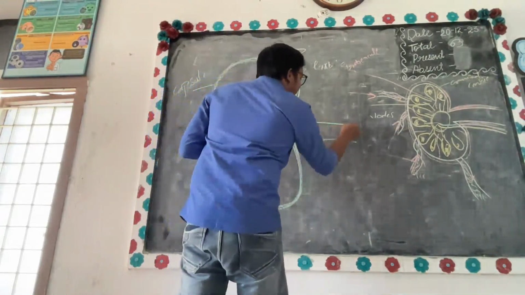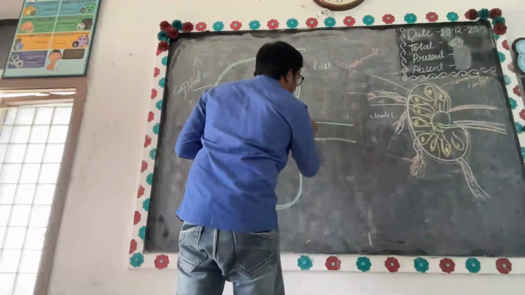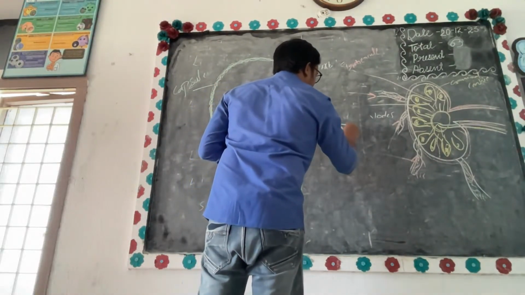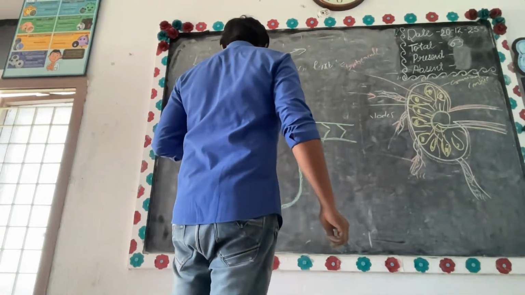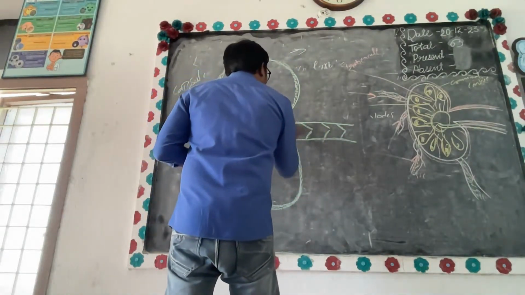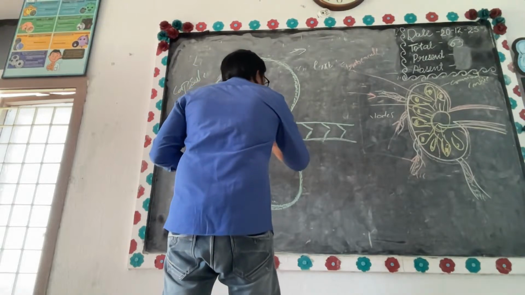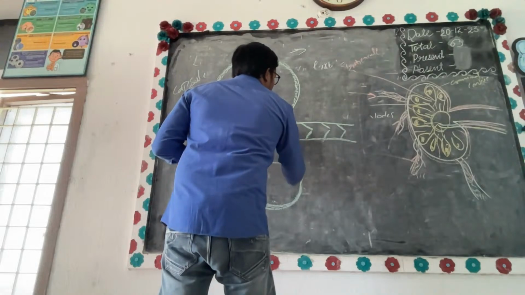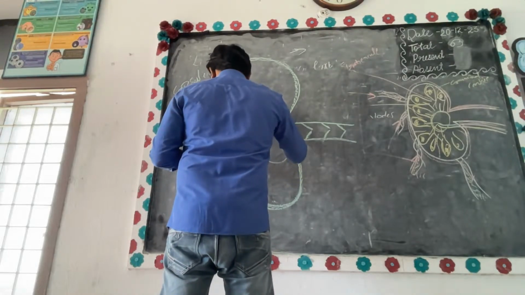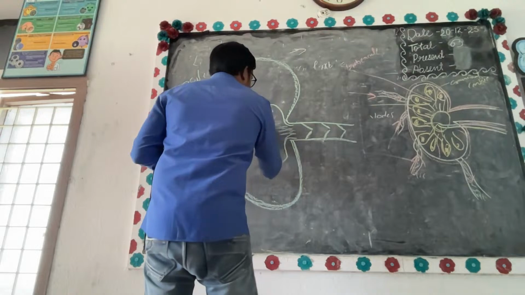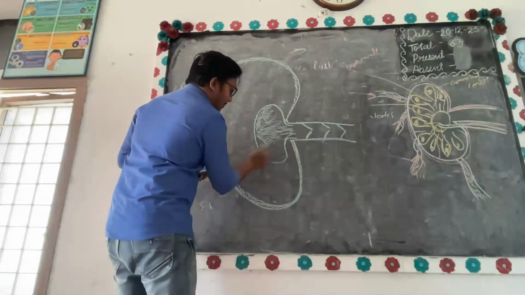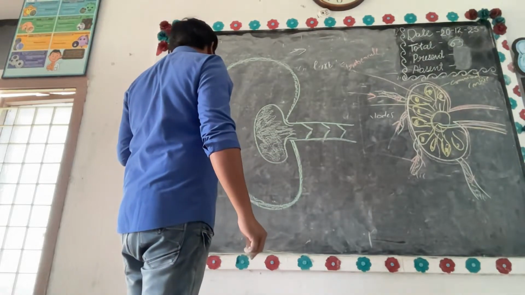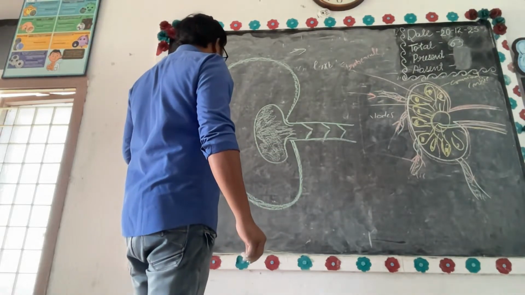So how can I say this is a lymphatic vessel? It has valves. Am I clear? Now this is further extended as the medullary sinus. Now this medullary sinus has projections which are called medullary cords.